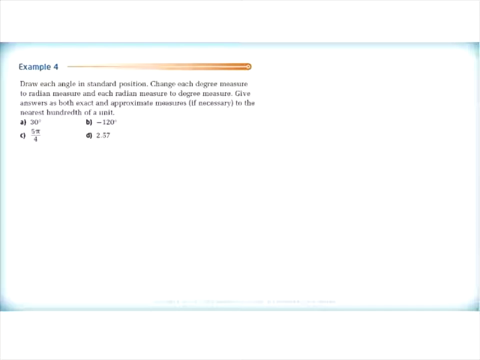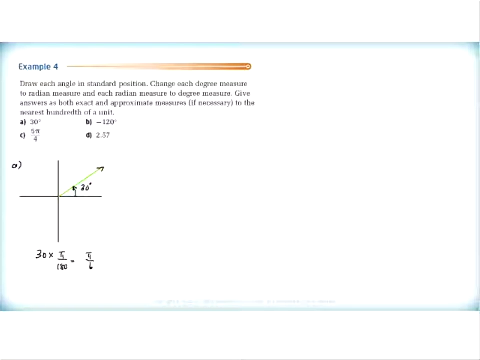Okay, let's draw the angle in standard position first. An angle of 30 degrees is a positive angle of rotation. Remember, we're always measuring from the positive x-axis. So an angle of 30 degrees from the positive x-axis will look something like this. So there's my angle. I need to change that degree measure to radian measure. So I simply multiply by pi over 180, and that will give me pi over 6.